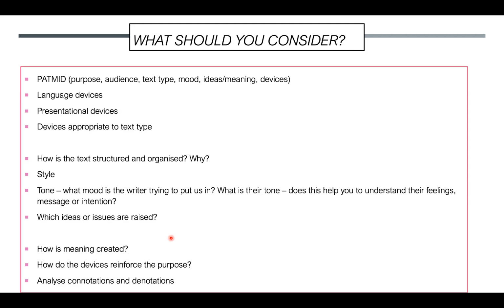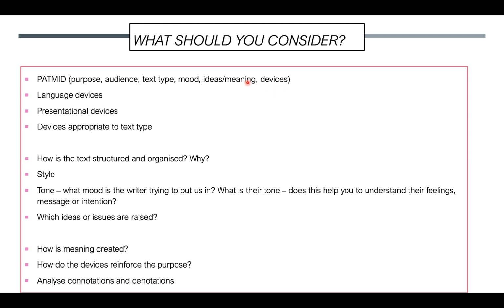Okay, so what should you consider when looking at this paper? Here are just some of my suggestions for you. PATMID is a good way of keeping in your head all the different things that you need to be looking out for. So what's the purpose? Who's the audience? What's the text type? Text type is very important because different text types have got different features. What's the mood? What are the ideas that are presented? What's the meaning that you can glean from this text type? And what are the devices? It's the devices that you will be picking out, naming, and then analysing in terms of why they were chosen, what the effect is, and how they fit into the overall text.